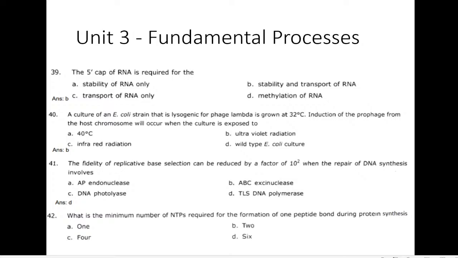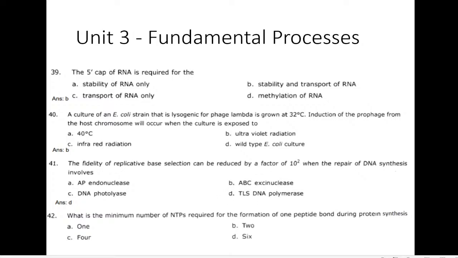Okay, likewise here, they ask the question: during DNA synthesis, which enzymes are used in the DNA repair process and reduce the fidelity of replication? The answer they provided is TLS DNA polymerase. This is the answer here.